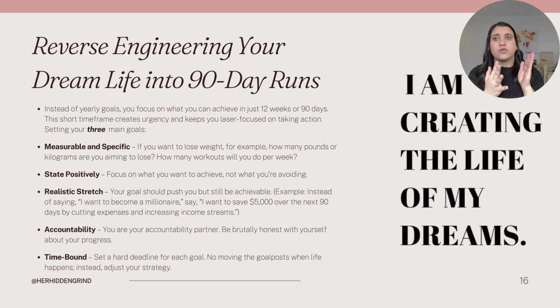Number three, your goal should be a realistic stretch. Your goal should push you but still be achievable. So for example, instead of saying I want to become a millionaire, say I want to save $5,000 over the next 90 days by cutting expenses and increasing income streams. And then number four, accountability. You are your accountability partner. Be brutally honest with yourself about your progress.